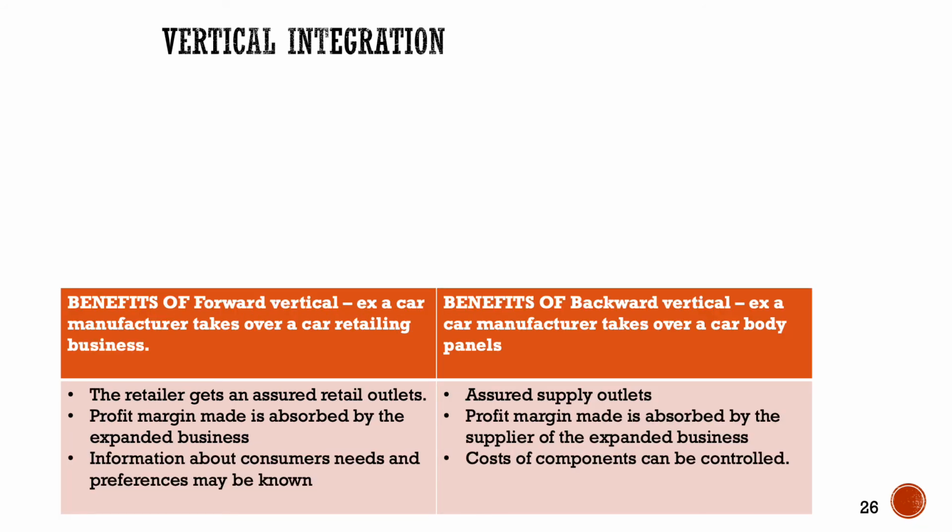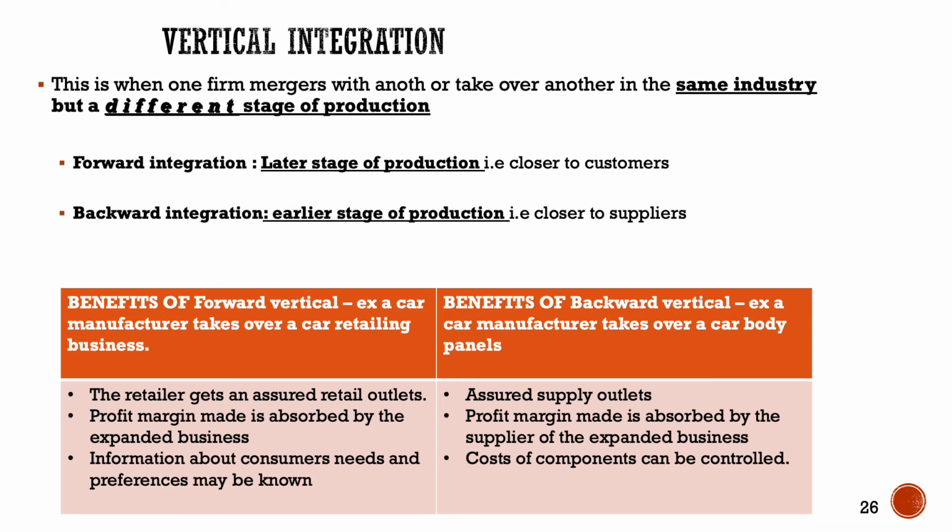So now we move on to vertical integration. This is when one firm merges with another or takes over another firm which is in the same industry but at a different stage of production. So in vertical integration, we have forward vertical integration, that is when a firm merges or takes over another firm which is at a later stage of production. That is, they are closer to customers. And then we have backward vertical integration. This is when a firm merges or takes over another firm which is at an earlier stage of production. That is going closer to suppliers.